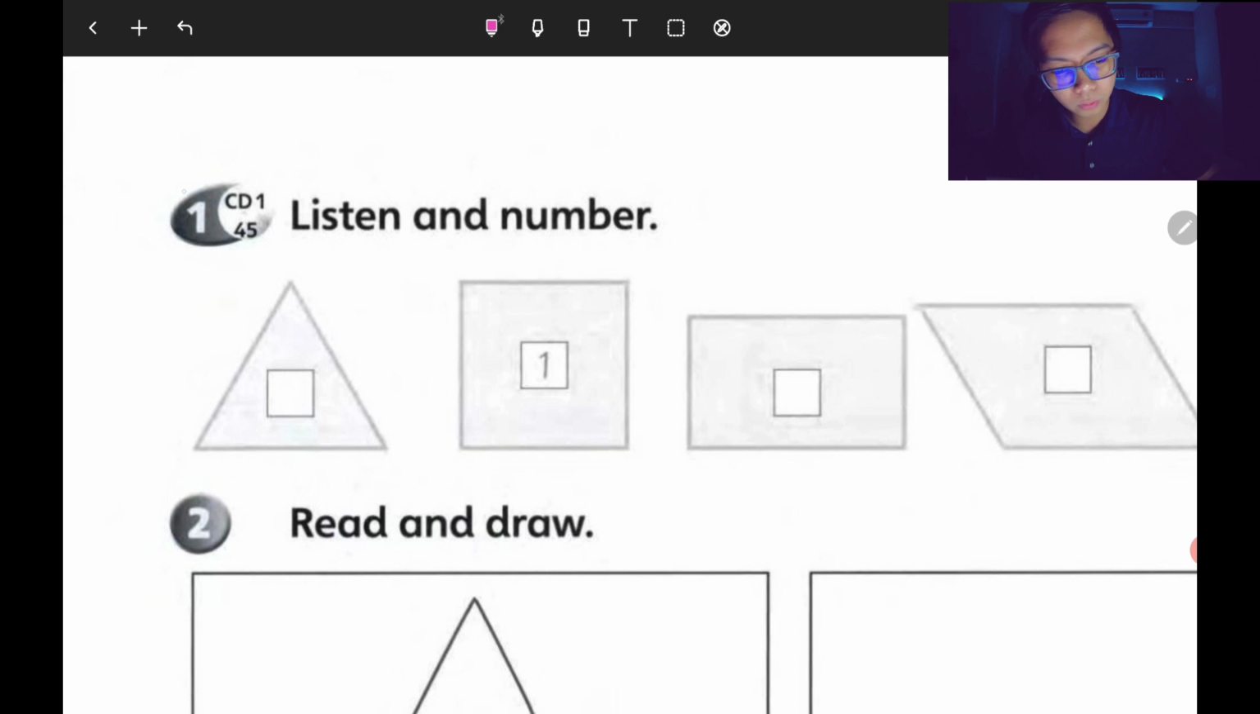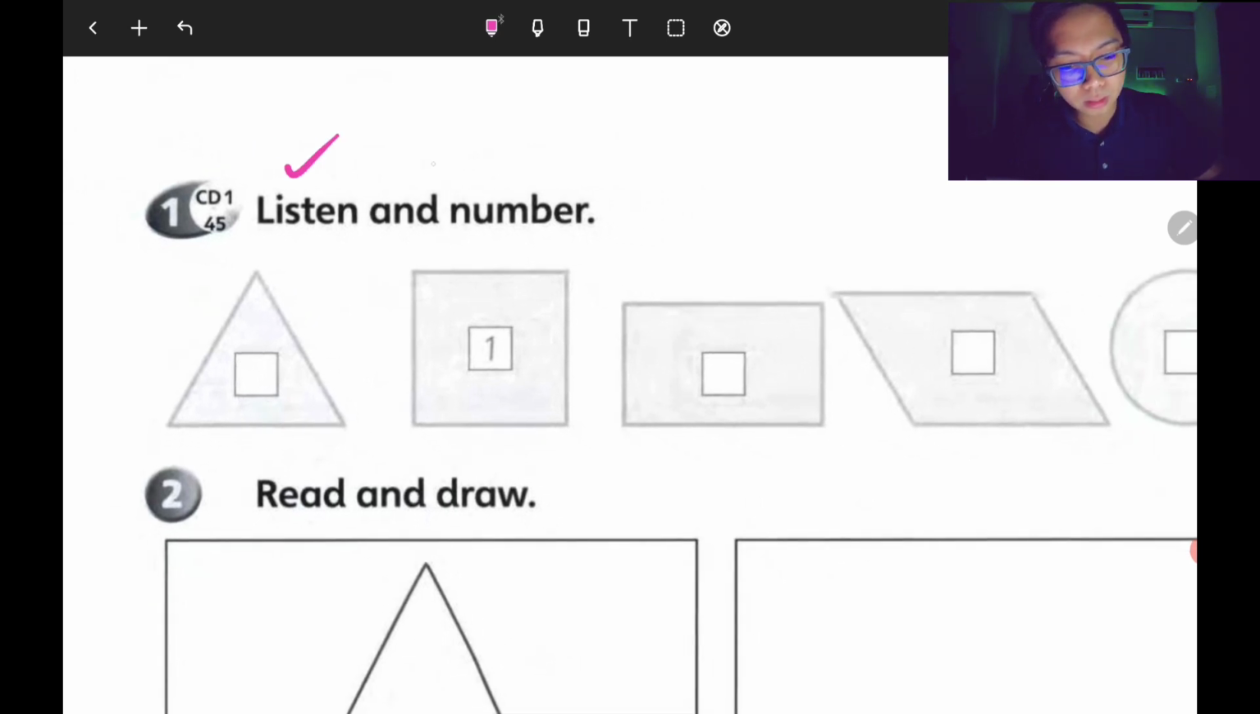Okay, there are 2 activities here, activity 1 and activity 2. So activity 1, we are going to listen and number. We are going to train our listening skill again. Kita akan practice melatih kemahiran mendengar kita lagi.